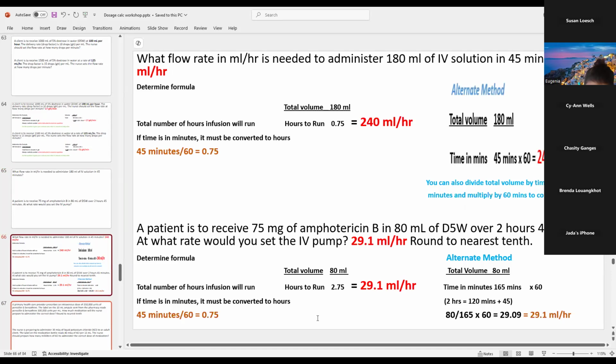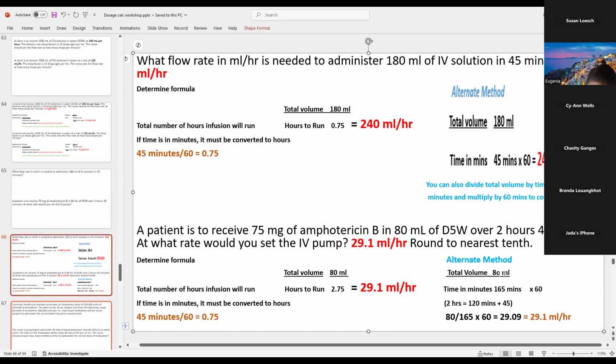And then look at your answer and see if you did it right. Again, if you converted it into hours, you're going to use the solution on the left. If you converted it into minutes, then you would use the solution on the right.